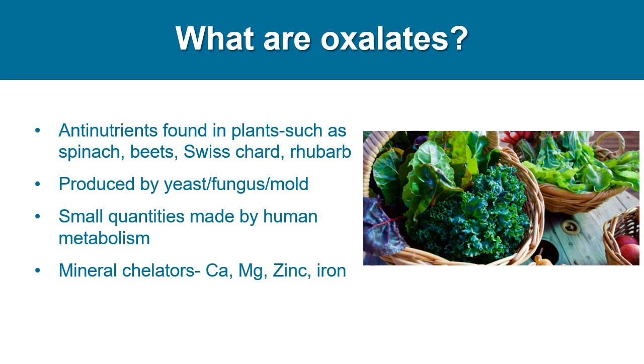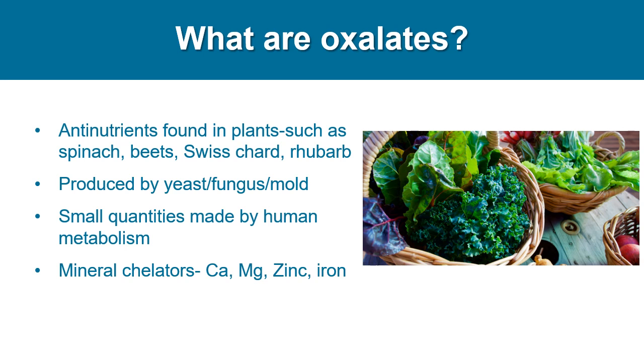So what are oxalates? Oxalates are essentially anti-nutrients that are found in plants, and they're not found uniformly in plants. For example, we can see different concentrations in different parts of the plant. The highest concentration are found in foods that are in the goosefoot families, such as spinach, beet, chard, and rhubarb, though we also see them high in nuts and other root vegetables as well.